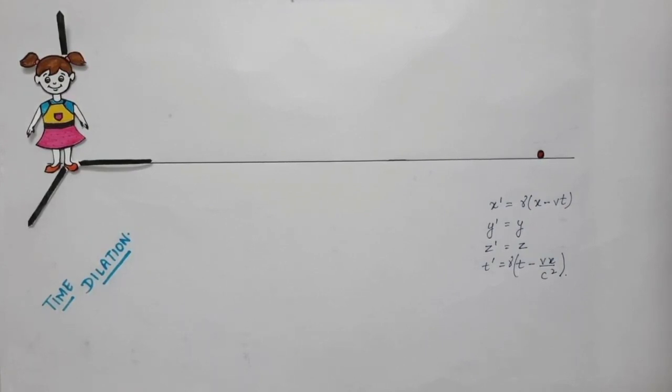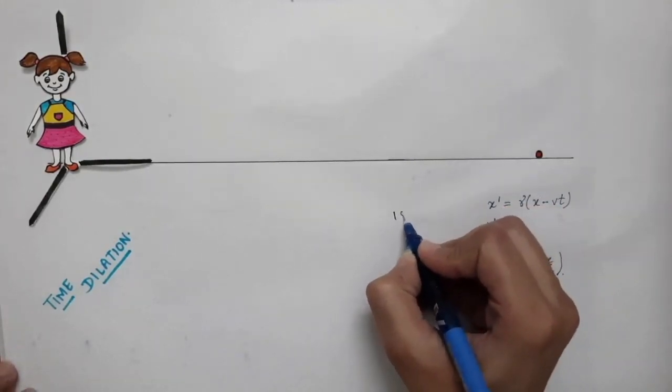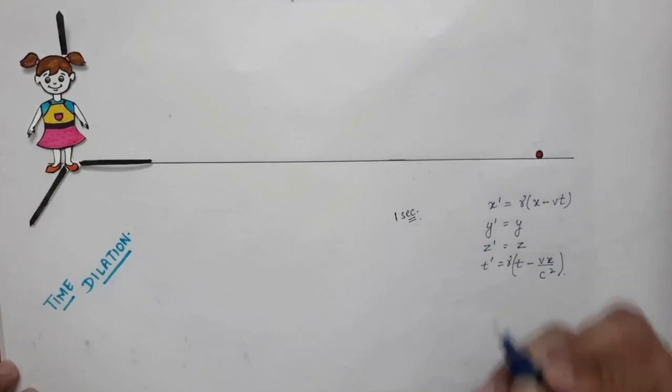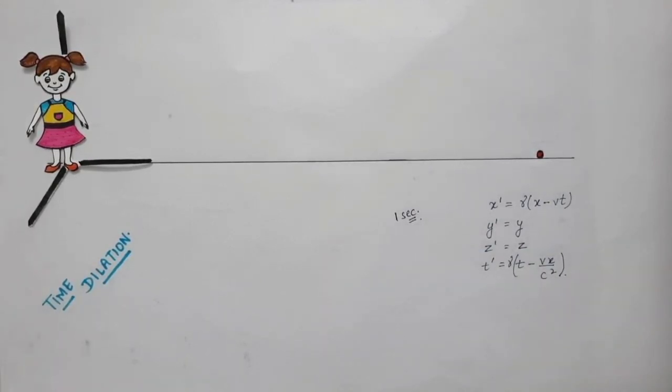Now we have the concept of time dilation. In time dilation, you measure the time interval between two events. Let's say two events are happening, and you measure the time difference between those two events. Let's say the two events are occurring with a time interval of 1 second. Let's say these two events are occurring at the same point.